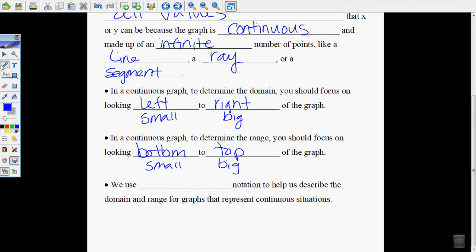So we're going to use inequality notation. I-N-E-Q-U-A-L-I-T-Y. Inequality. So we're going to use inequalities to represent our domain and range. Remember, your inequalities are your less than, greater than, less than or equal to, or greater than or equal to signs. Those are our inequalities. What about equal? That's our equality sign.